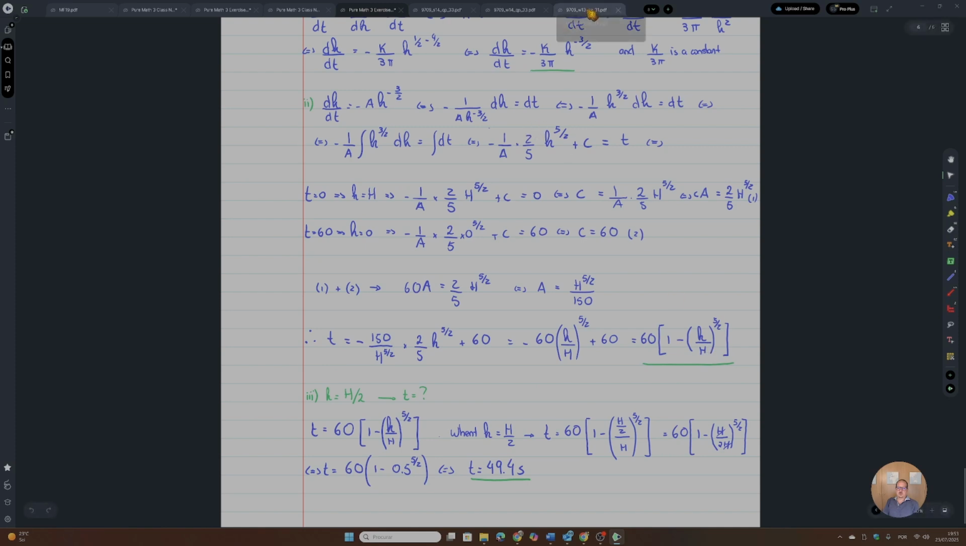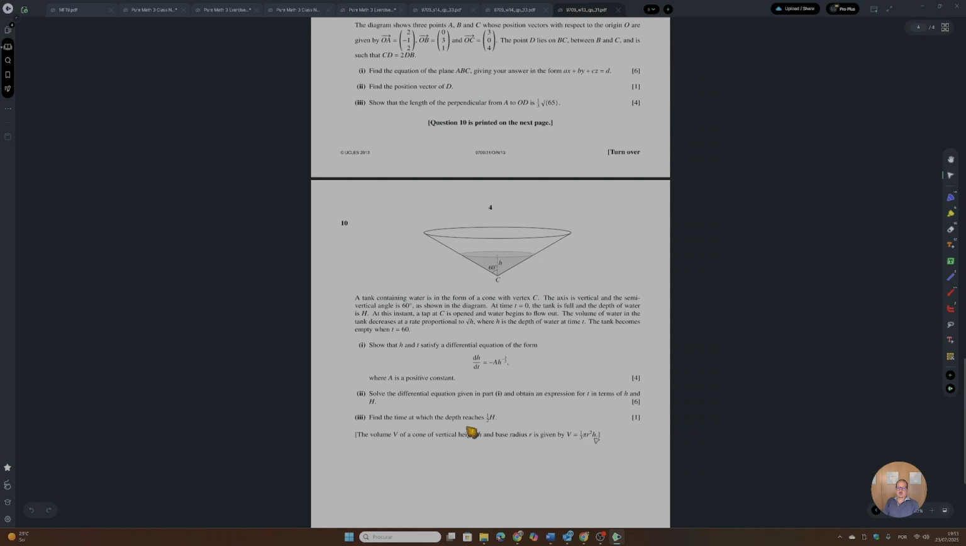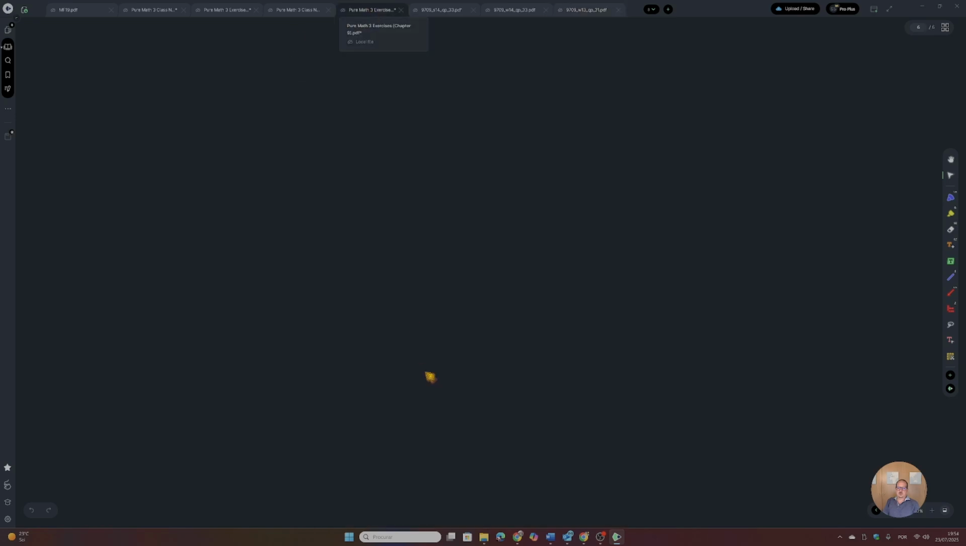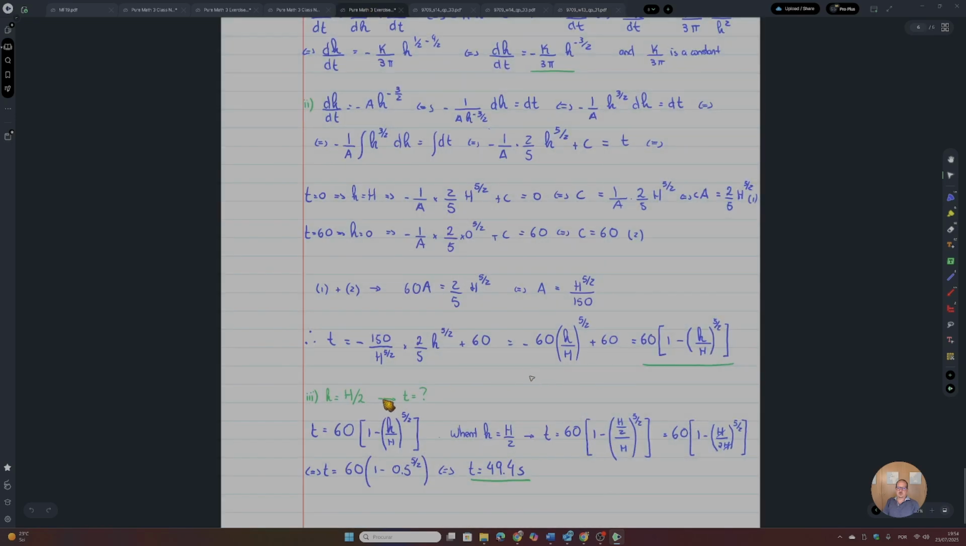The third part is the simplest one. Actually, it's just 1 point. Find the time at which the depth reaches half of the original height. We already have everything set up. It's just substituting. Okay? You want a time when h equals this. So where you have lowercase h, just plug in uppercase H over 2 and solve it. The uppercase H is going to cancel out, and eventually you get this time, 49.4 seconds.